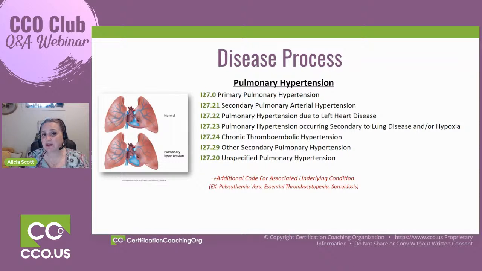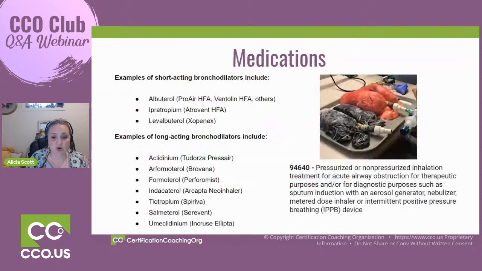But there could be some underlying conditions that you've got to make sure that you capture if they're the cause, especially due to left heart disease, for example. And I put some of those in there. Polycythemia vera, essential thrombocytopenia, and sarcoidosis are just a few that you could mention or note.